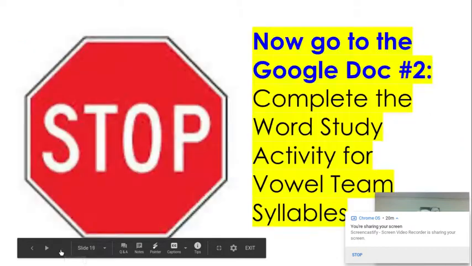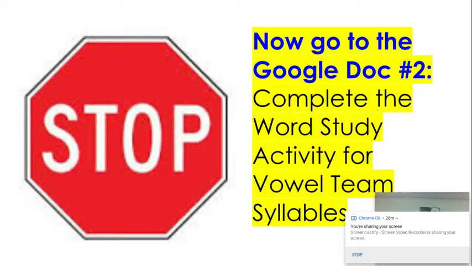It's a little trickier. So now you're going to pause or stop the video here. You're going to open up the Google Doc number 2, and you're going to complete the word study activity for vowel team syllables. So you can pause or stop the video here, open up Google Doc number 2, and complete the word study activity for the vowel team syllables. And don't forget to submit when you are done.